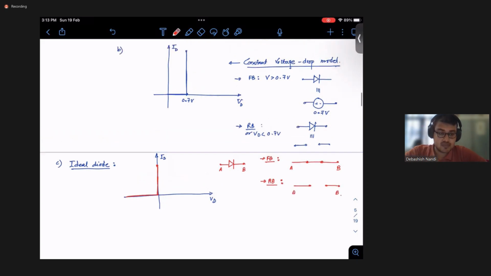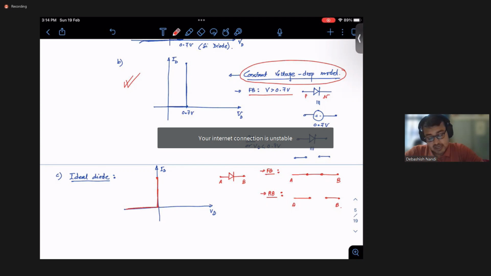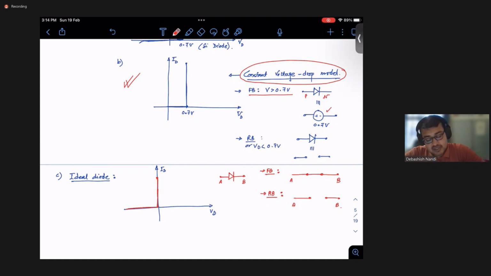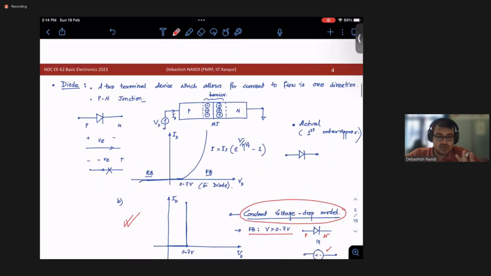So for this tutorial, we will be using this model, the constant voltage drop model, right? Please note that when the voltage across P and N, the positive terminal and the negative terminal, is more than 0.7 volt, then we will replace it with a constant voltage source. And when it is less than that, or the diode is in reverse bias, we will treat it as an open circuit. Okay, so this is all we require for this tutorial to go on, right?